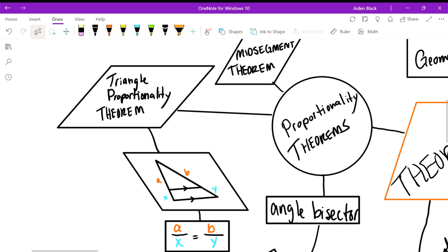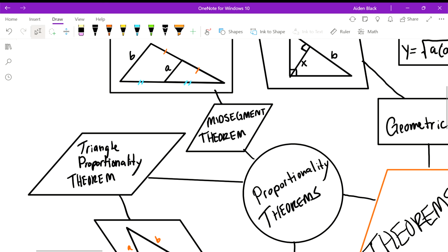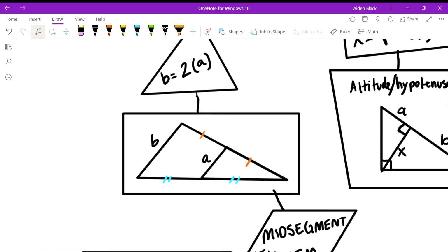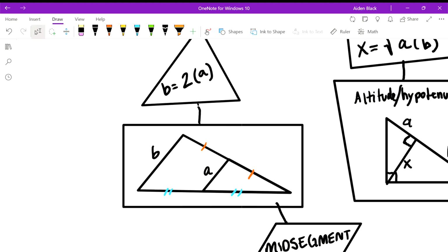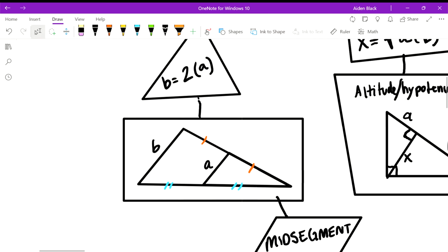So that's the triangle proportionality theorem and the midsegment theorem. Here's our midsegment theorem. We know that if we have a triangle and line A here breaks up this line and this line into even parts. You can see those little marks, the orange marks and the blue marks.